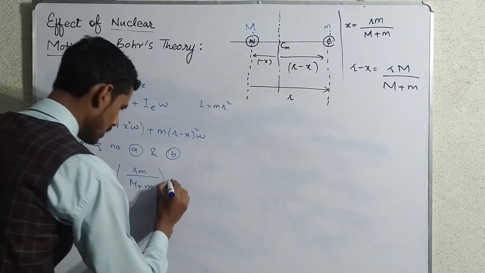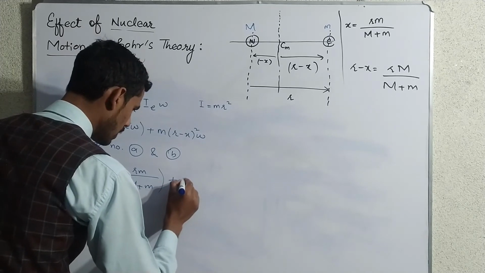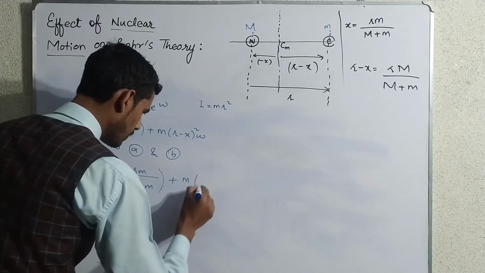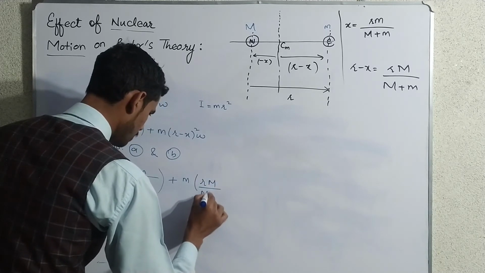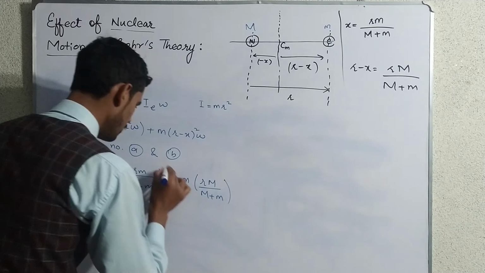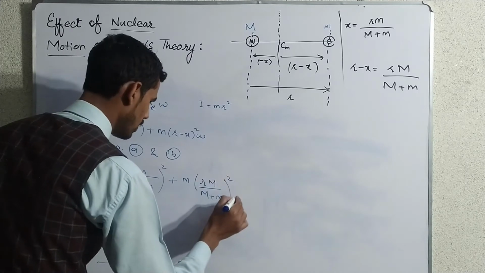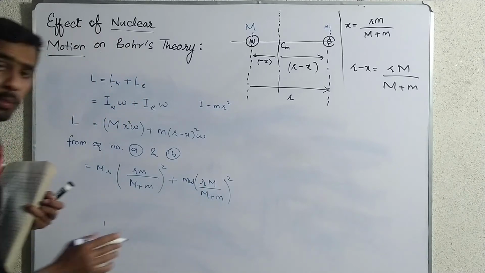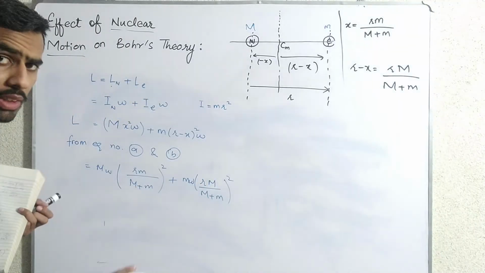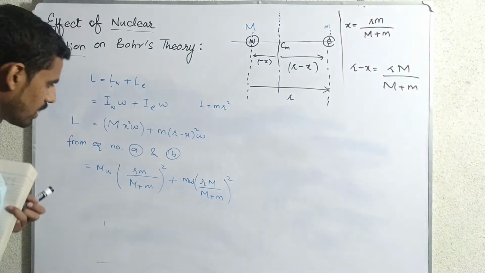So plus small m into r m plus m, and we have a square here and a square here and an omega term. Okay, so this is our equation which we have made.